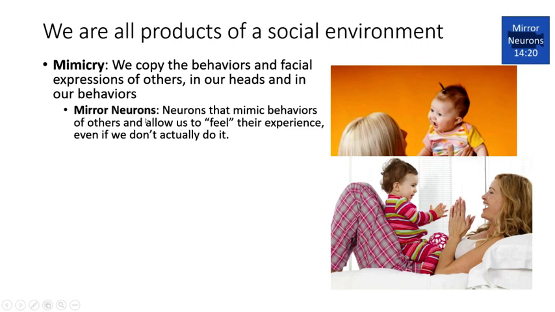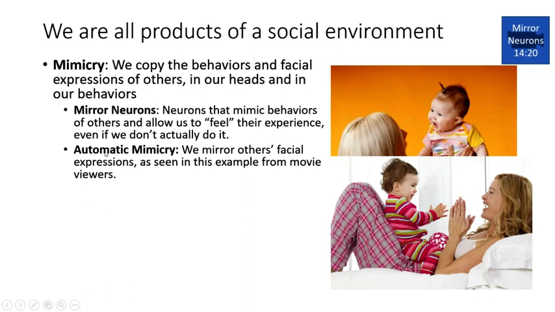So our mirror neurons, our neurons in our brain, we're going to watch a little video about those, and they explain in our brain how it is that we can feel the experience of others even if we don't actually do it. So these are the mechanisms in our brains that allow us to mimic those behaviors. And we'll talk about automatic mimicry and how it is that we actually mirror others' facial expressions. A fine example that you'll see in a moment is people who are watching a movie actually taking on the facial expressions of the movie characters having the experience.